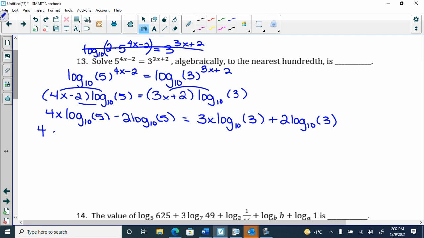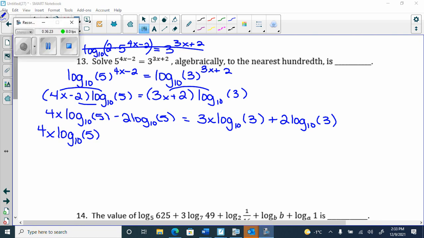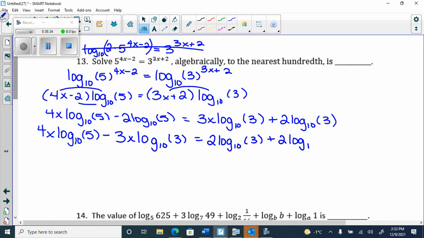So 4x log base 10 of 5, minus 3x log base 10 of 3, equals 2 log base 10 of 3 plus 2 log base 10 of 5. And then I divide them out, or I take an x out. That's an extra step, sure. 4 log, ignore that line. I'm just not getting this.